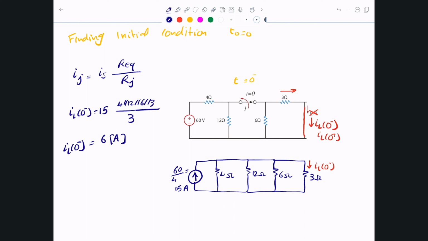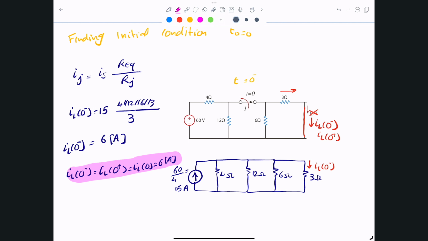Okay, so we figured out the initial condition. That means IL of 0 minus, which is the same as IL of 0 plus right after this switch opens, is going to be the same. And that becomes IL of 0, which is just simply 6 amps. That's what we have. So let me just highlight it so that we can get back to it.